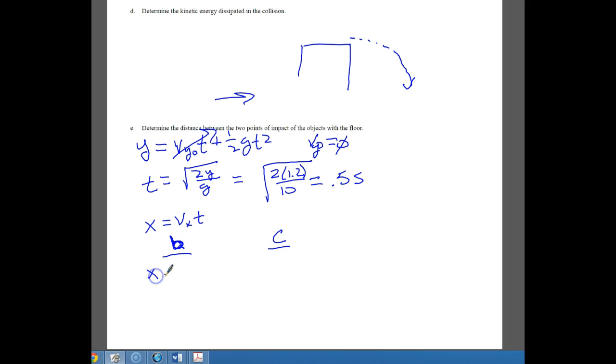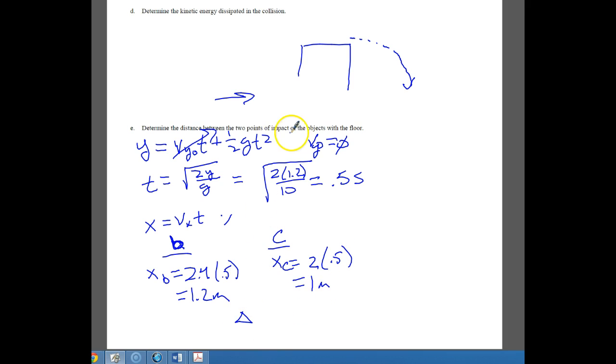We want to find the position of the ball. Be careful, because for the position, that is just going to be the velocity of the ball, so that's 2.4 times 0.5. And so that position is 1.2 meters, which is how far away it is from the leg when it hits. And then the other one would be the position of the cube, and that's equal to 2 meters per second times 0.5 seconds, and that gives us 1 meter.